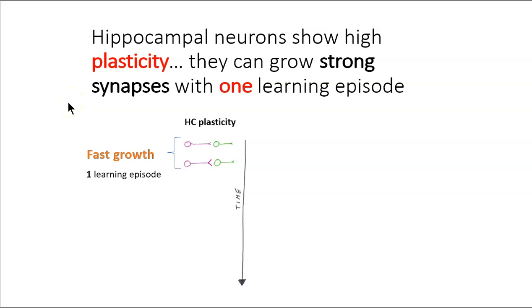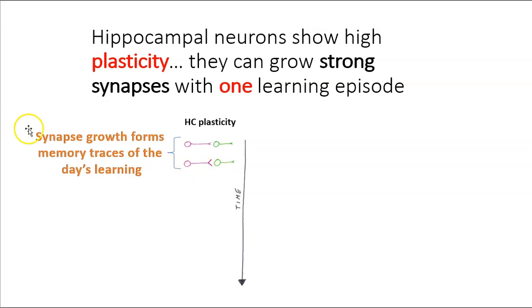Let's reiterate these two functions of the hippocampus during sleep with the following diagram. First, hippocampal neurons show high plasticity. They can grow strong synapses with one learning event. So here we have two hippocampal neurons among many in the hippocampus, but when we go through the day and learn stuff, what's happening in the hippocampus is that we're growing strong synapses between the neurons that were activated there with just one learning episode. You'll recall the cortical neurons have lower plasticity. Here we have high plasticity, fast growth to one learning event. And so as a result, we're making strong memory traces of the day's learning.